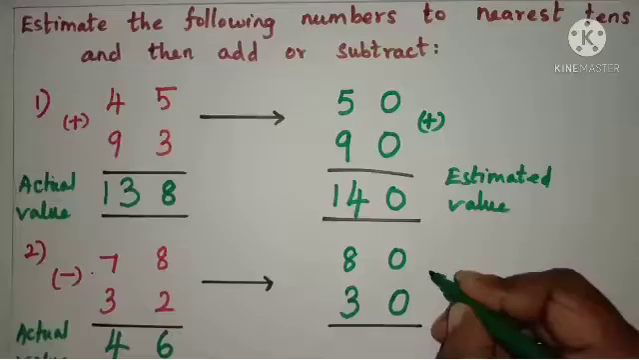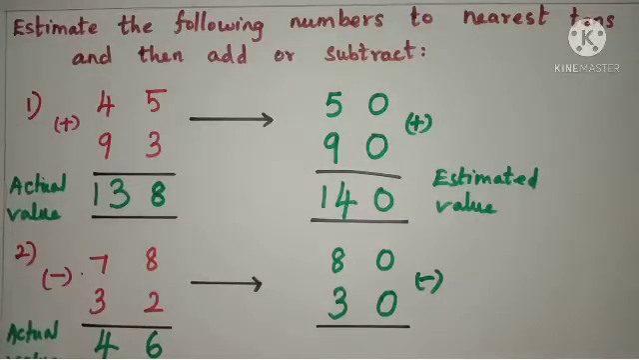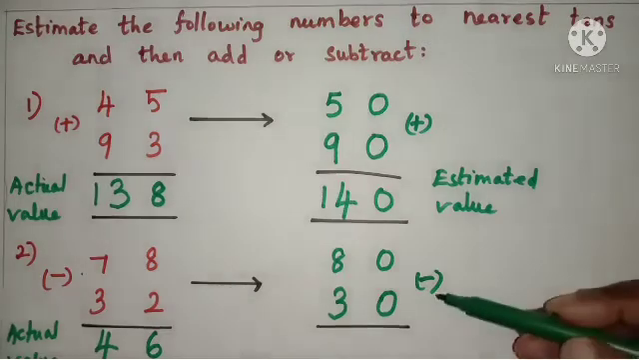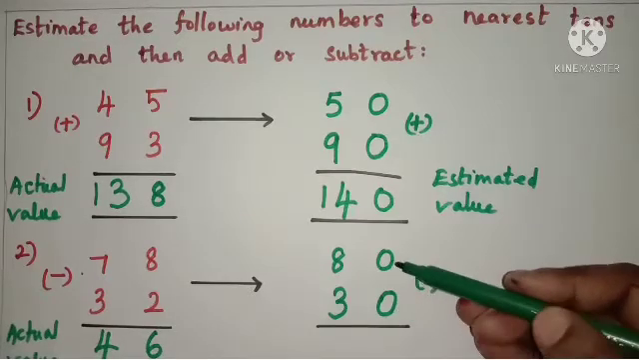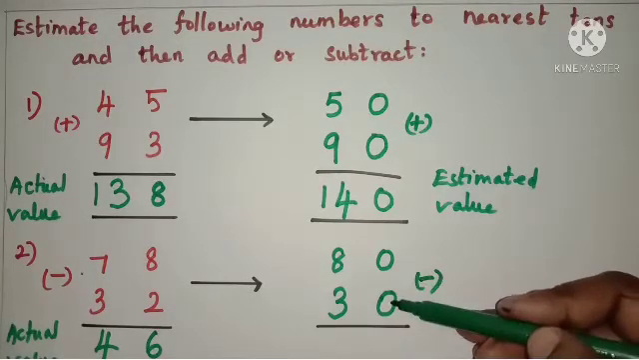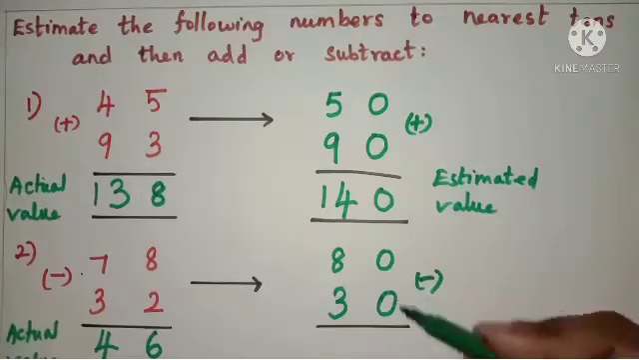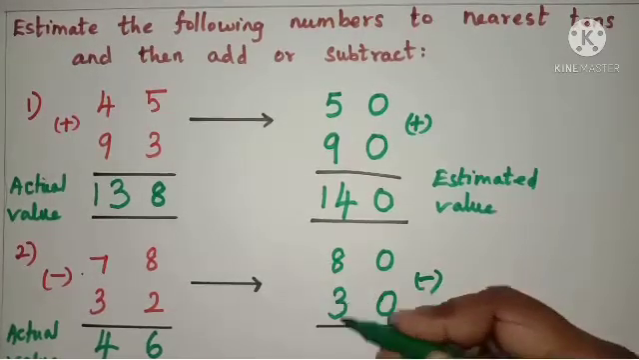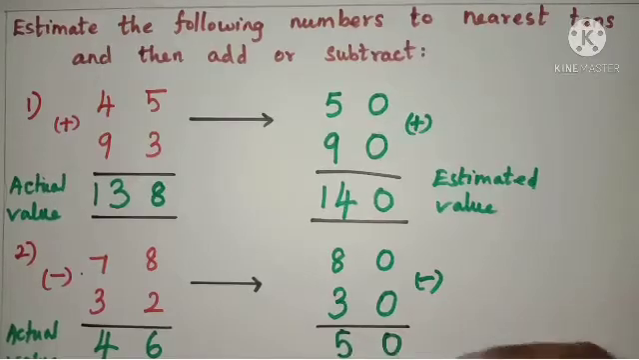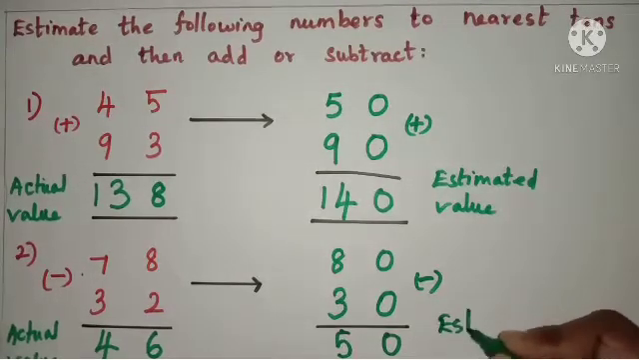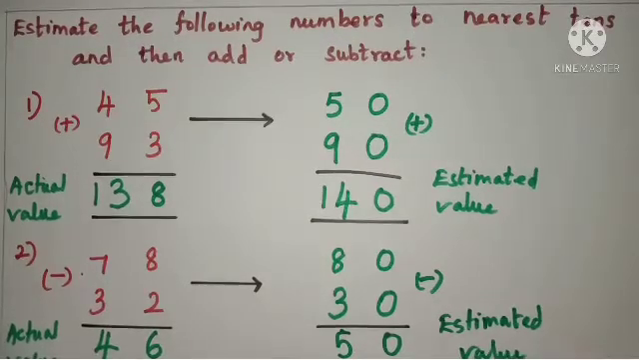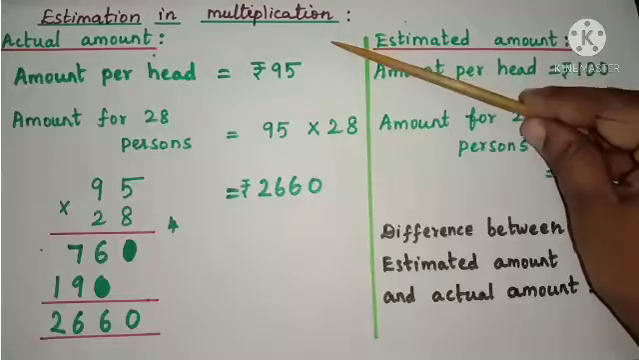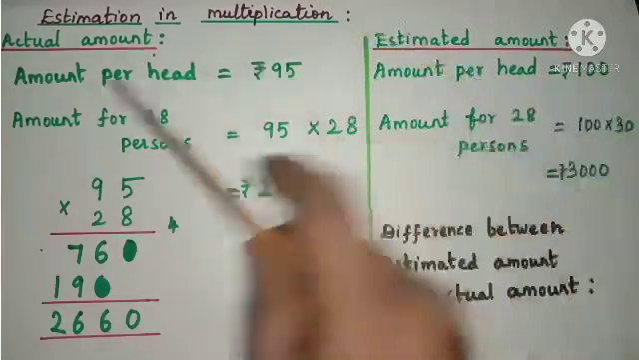Now take the difference. Now children, here it is a difference problem. Estimate the difference. Thus here we are taking the difference for these estimated values. Now when we take the difference for these estimated values, what do we get? 0 minus 0, 0. 8 minus 3 is 5. Yes, 50 is the estimated value.